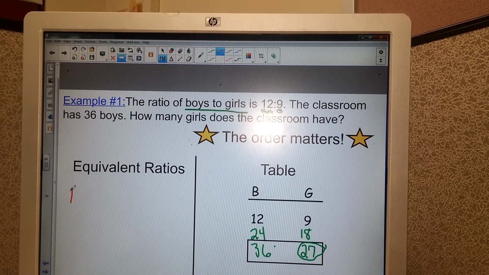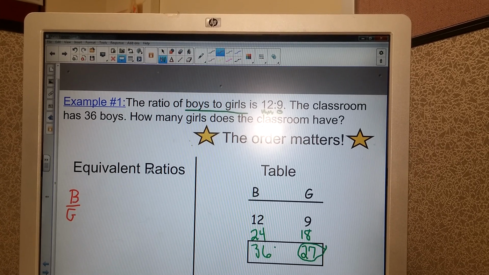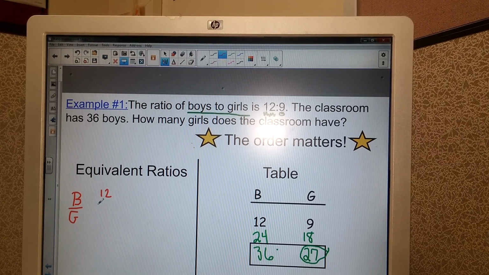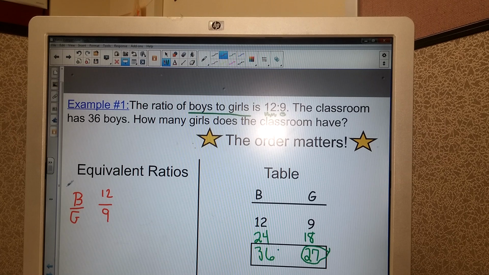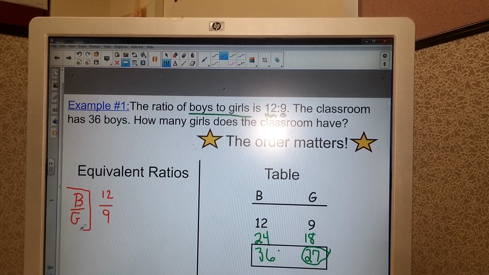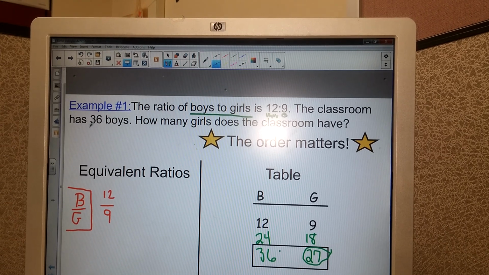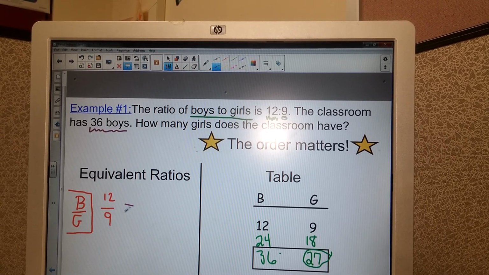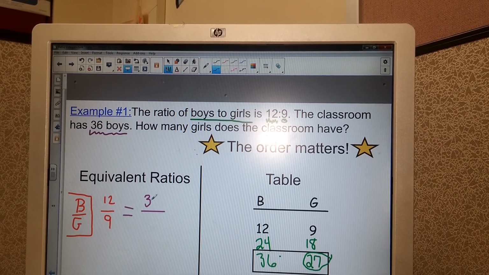So we know we're comparing boys to girls. And how do we know that? Well, it tells us right in the problem. It also tells us we have 12 boys and 9 girls. So far we haven't done any math. This is just the given information. Boys to girls, which is 12:9. When we go to the problem, it tells us the classroom has 36 boys. So we can think about this and say, okay, we know we're keeping track of the boys in the numerator, so there's my 36 boys.